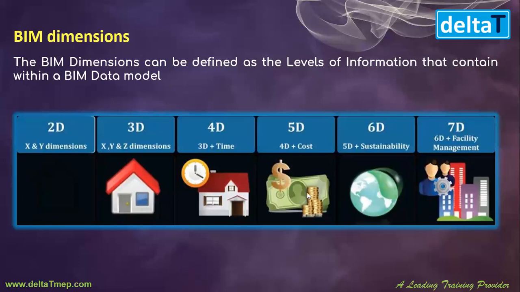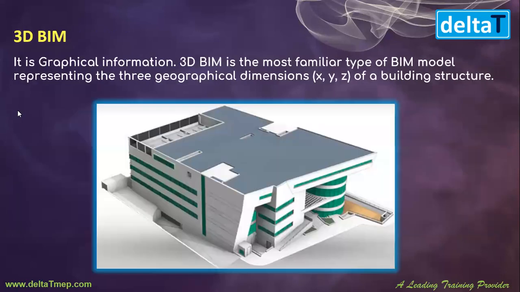So if you see, I'm saying about 3D. Okay, what is 3D? It is graphical information. 3D BIM is the most familiar type of BIM model, representing the three graphical dimensions. Usually, we used to think 3D like AutoCAD 3D also is there, but there is a difference between AutoCAD 3D and BIM 3D. Okay, we will see about that in just some time. Once I finish this PowerPoint, I will go to the software.